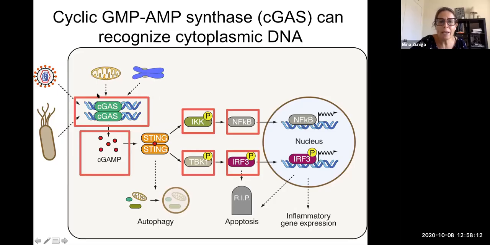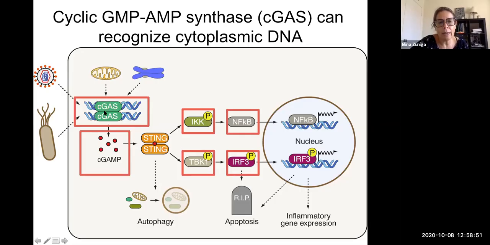of the cell, can be recognized by an enzyme called cGAS. It was only identified a few years ago, and it's called cyclic GMP-AMP synthase, cGAS. And so this enzyme will bind cytoplasmic DNA. We shouldn't have DNA in our cytosol. Our own DNA is in the nucleus. So if we have DNA in the cytosol, that is sensed as a potentially dangerous and foreign presence.